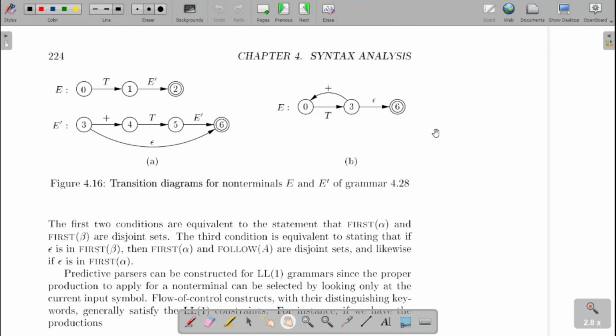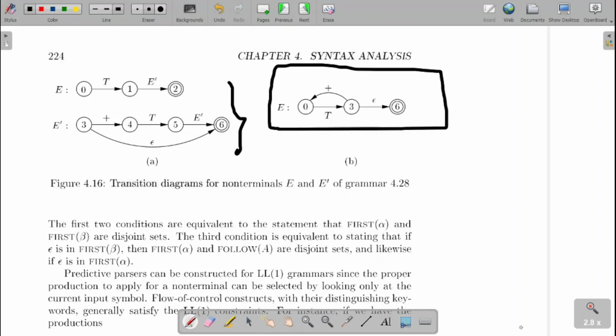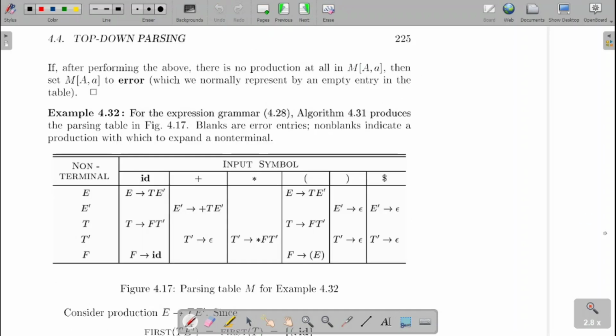This is the same transition diagram that we have written. This is for E, it is T E dash. E dash is plus T E dash or epsilon. Now in place of this E dash, I will substitute plus T E dash, and here it is epsilon. In place of these two diagrams, it is an equivalent transition diagram.